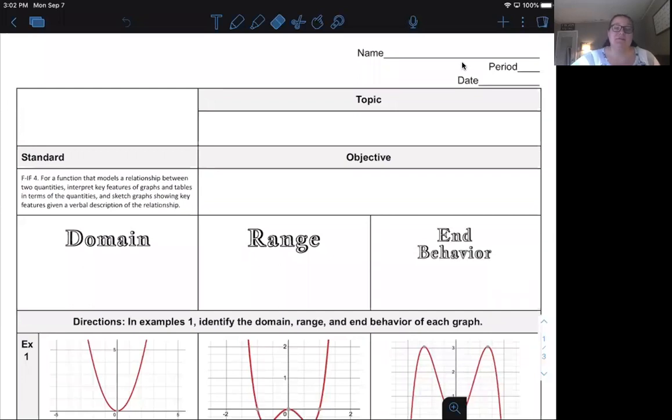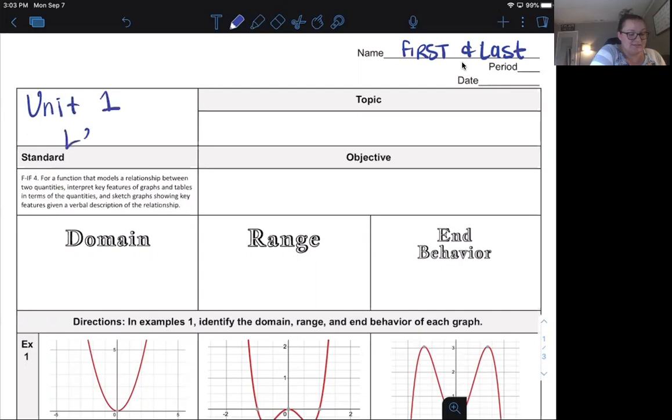Today, we get to start talking about an Algebra 2 subject, so we're kind of pressing pause on the Algebra 1 review, and we're going to be talking about domain, range, and end behavior of graphs. So remember, as you take your notes, that you're writing down all of the examples. If I write it down, you write it down on your paper as well, and let's go ahead and get to work. Don't forget your first and last name, period, and date in the top right hand corner of your notes as well. So this is Unit 1, Lesson 6.